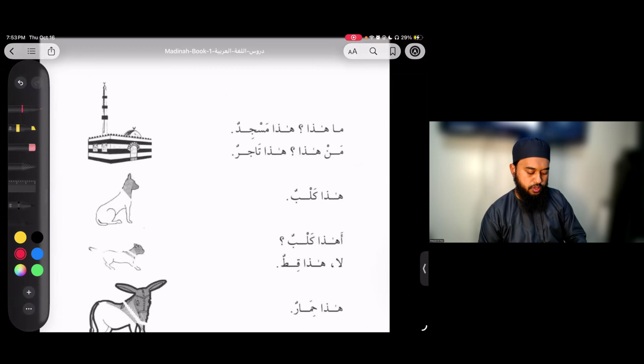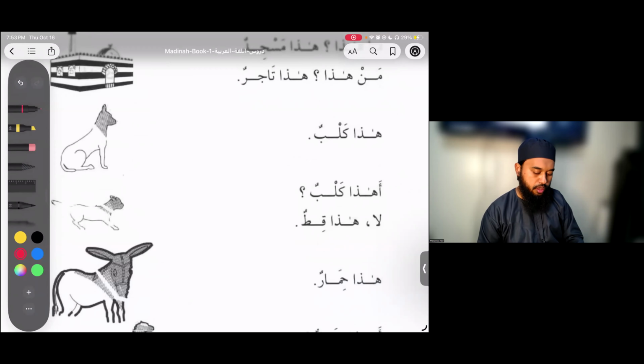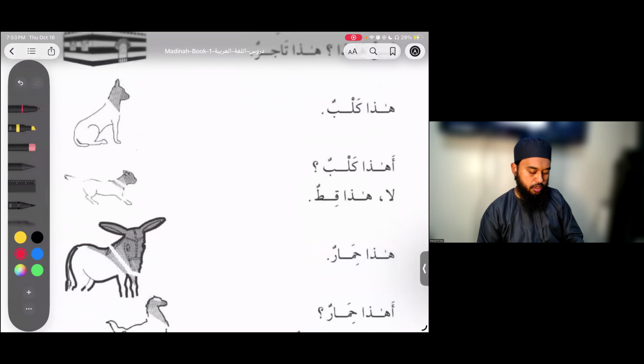هذا كلب, as you could see, this is a dog. هذا كلب, is this a dog? Can someone answer that for me? نعم هذا كلب.